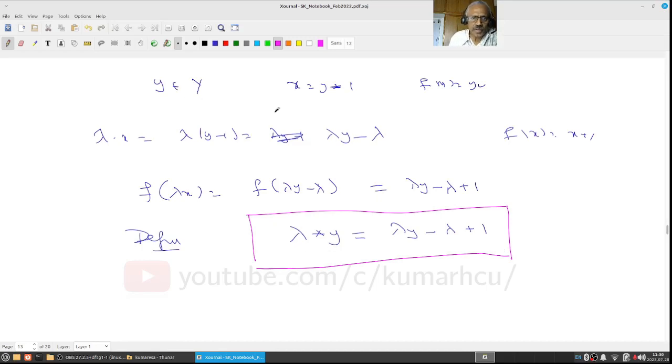What do I do? I pull back y, I get x, that is y minus 1. Do the scalar multiplication of lambda times x, that is lambda times y minus 1. Okay? And these are all in the domain. Therefore, what is that? It is nothing other than lambda y minus lambda. Now, push it forward by f. When I push forward by f, what happens? Lambda y minus lambda plus 1. I have to add 1, so I got it.